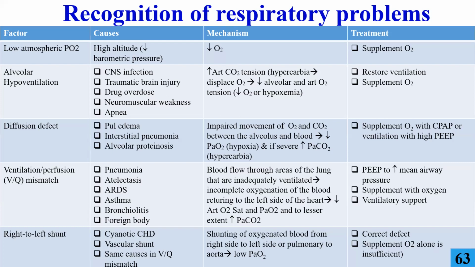When the baby comes in with respiratory hypoxic or ventilatory failure, these are the problems. First, we have low oxygen in the atmosphere, for example at high altitude. At high altitude you have decreased pressure, and therefore less oxygen. So when the exposure is that the person was at high altitude, you just need to give oxygen.